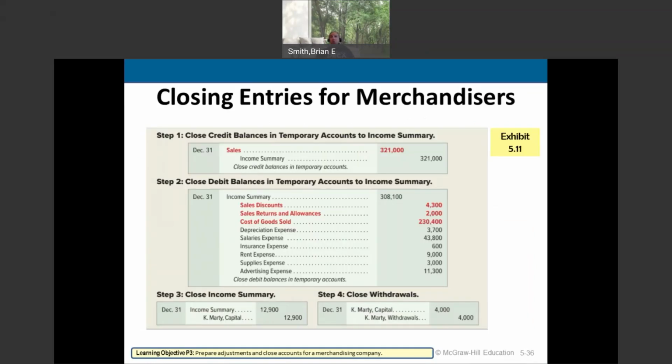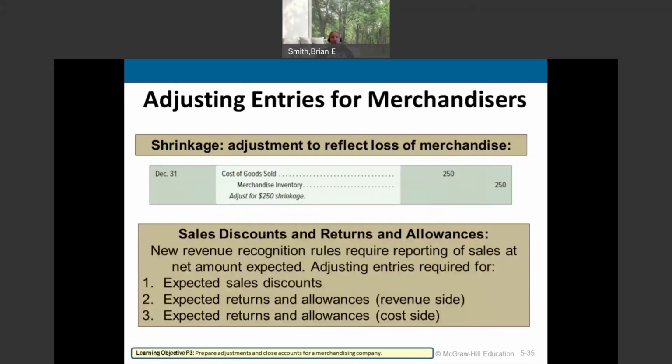We're going to close our merchandising companies, and that was basically the adjusting entry for any shrinkage, in addition to any of the other accounts we've already talked about from the service companies, like accounts payable, depreciation, unearned revenues, stuff like that. All those could still apply to this company, but the main one in addition is the shrinkage we're going to put in there. So then our closing entries are the same.